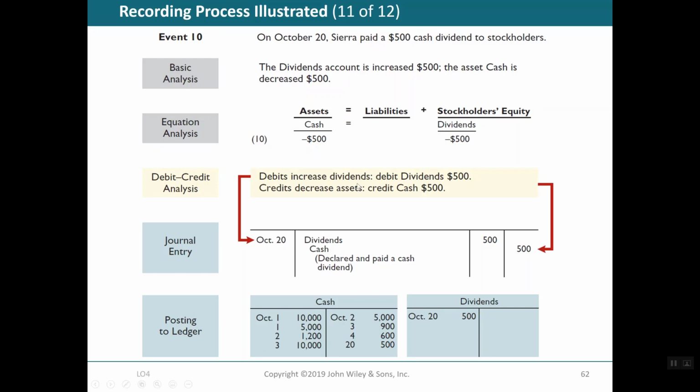So we have debit dividend account for 500 and credit cash account for 500. All right, so we have dividend 500, cash 500. Okay, declared and paid a cash dividend, right? Because a reduction in our cash.